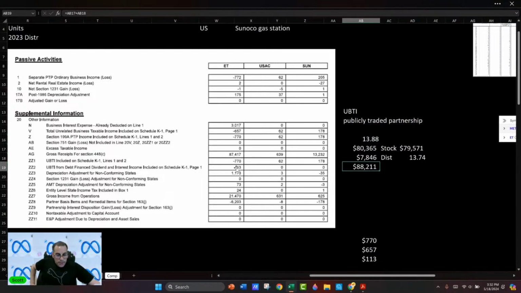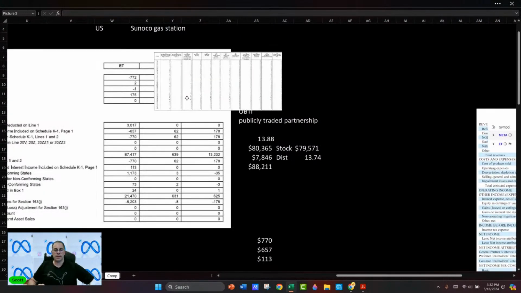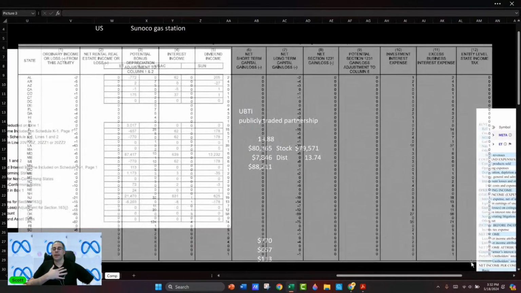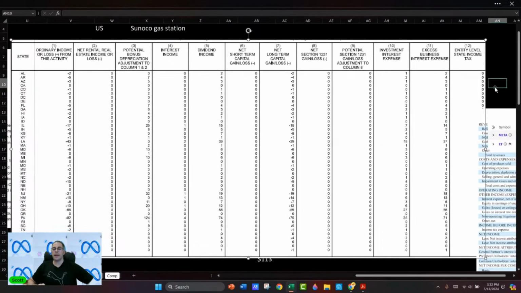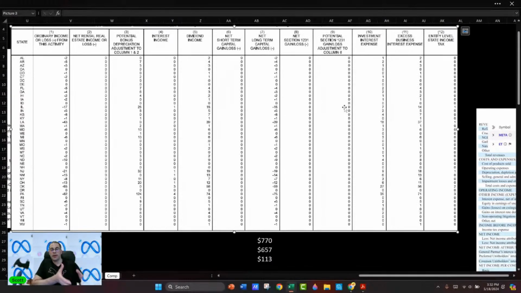Then we have the UBTI. We talked about that. Depreciation adjustment for non-conforming states, 1173. So that just means, because remember, I'm a partner in a company. I'm not just a shareholder like in a normal company. Same thing with the company you and your 4 friends have. All the profits, all the losses, all the deductions get passed down to each of the partners based on a percentage of ownership.